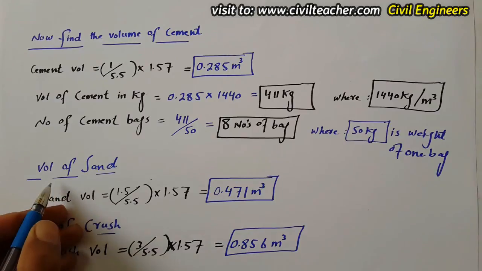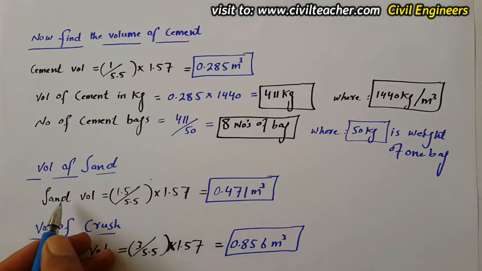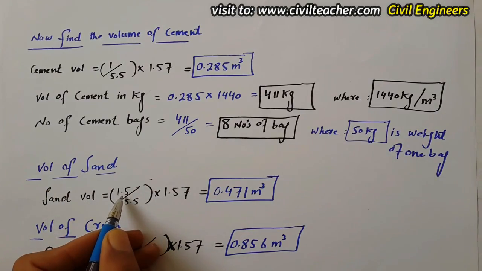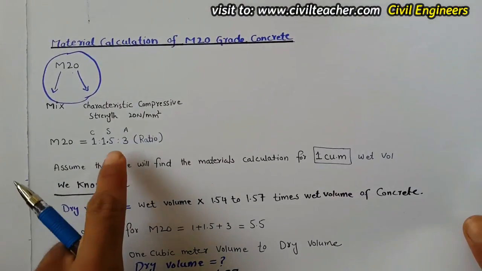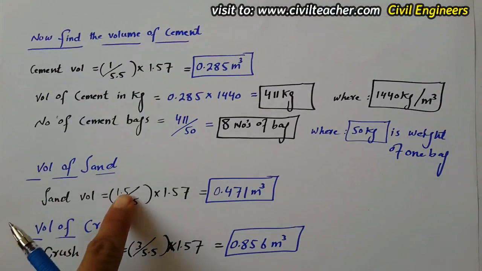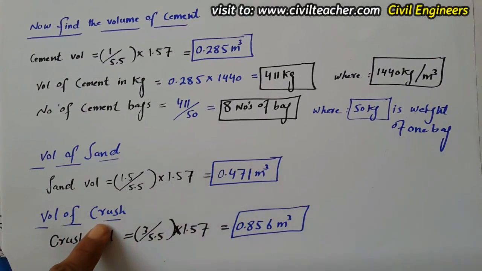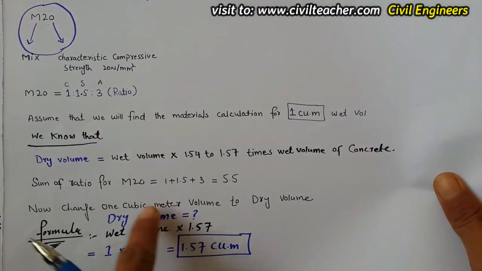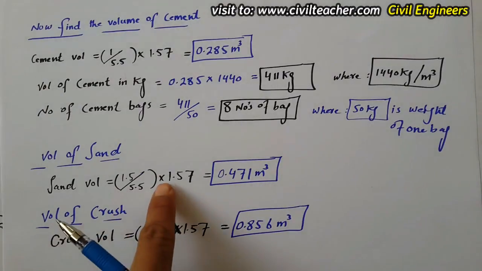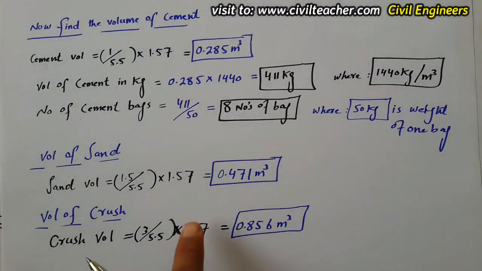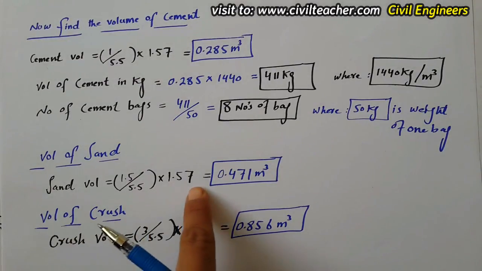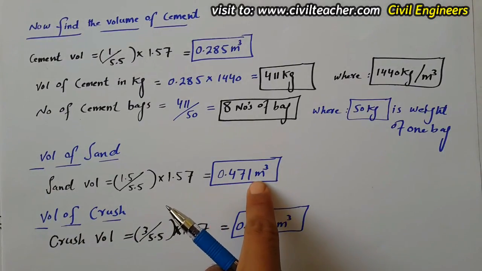The other one we have is the volume of sand. Sand is 1.5, because this is in ratio. So 1.5 divided by 5.5, where 5.5 is the sum of the ratio, multiplied by 1.57, the dry volume in which I have to find out the materials. It will give us 0.471 meter cube.